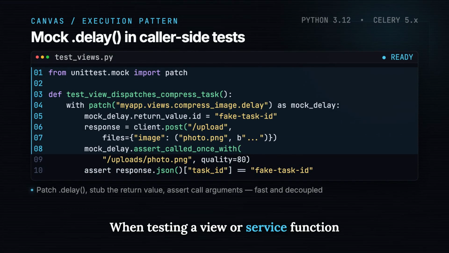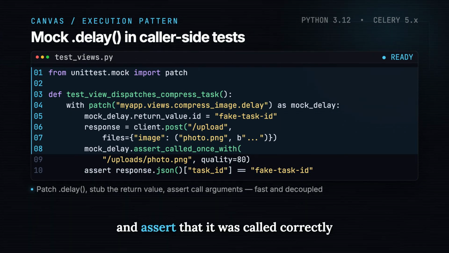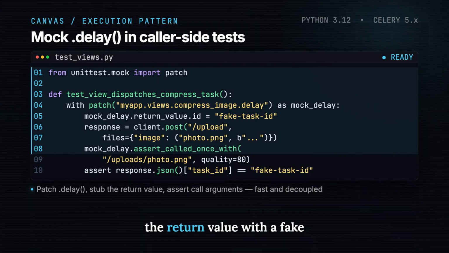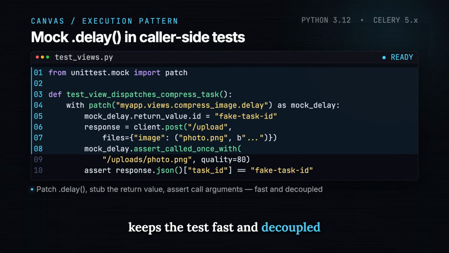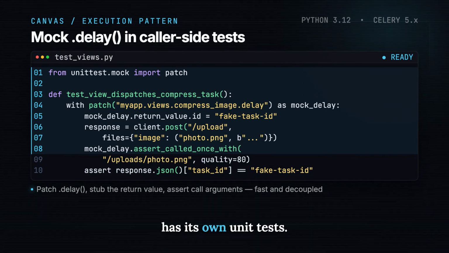When testing a view or service function that calls a task, do not let the real task run at all. Instead, patch .delay and assert that it was called correctly with the right arguments. Stub the return value with a fake task ID. This keeps the test fast and decoupled from Celery configuration, appropriate when the task body already has its own unit tests.